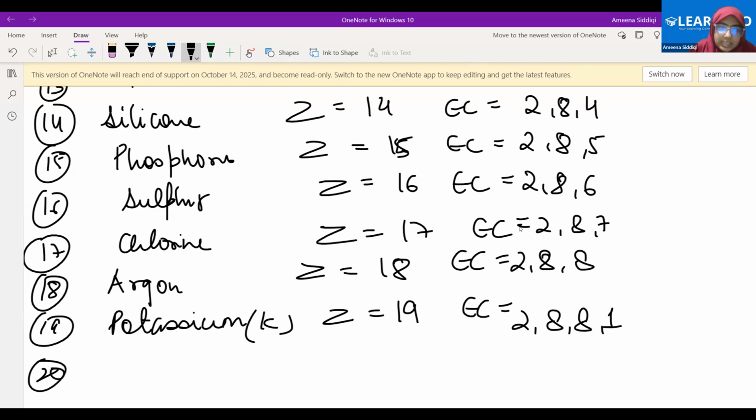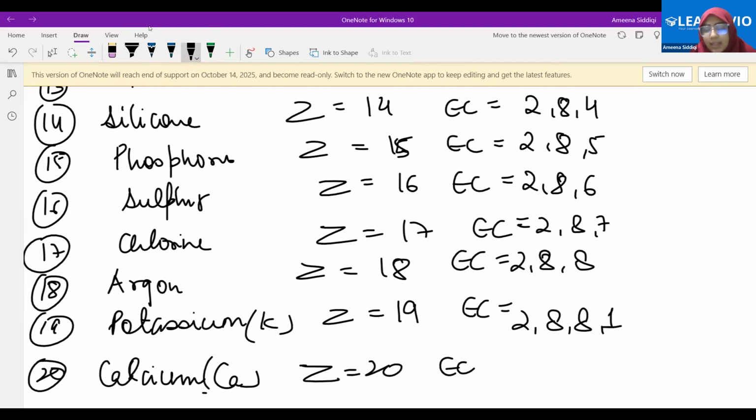For the 20th, which is calcium, the symbol is Ca, capital C and small a. Good. The atomic number will be 20. The electronic configuration 2, 8, 8, 2.